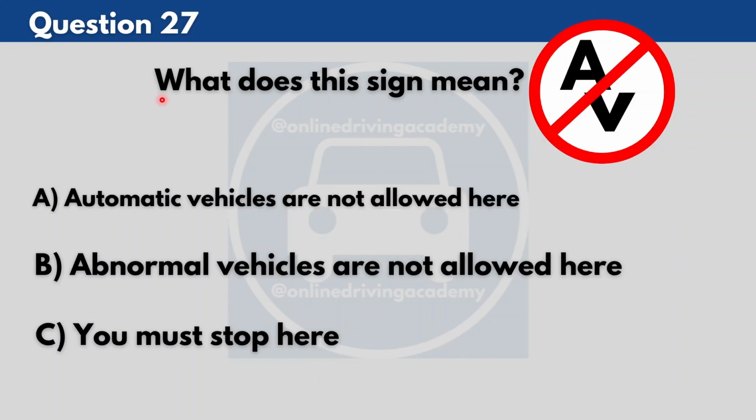Question 27. What does a sign mean? We can see a capital letter A and a capital letter V. However, there's a red line going through. So is it option A, automatic vehicles are not allowed here? Is it option B, abnormal vehicles are not allowed here? Or is it option C, you must stop here? Now, the correct answer will indeed be option B.